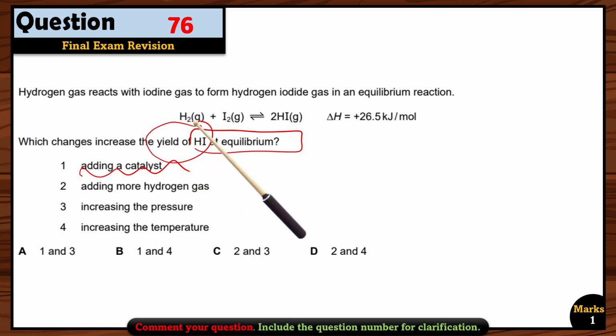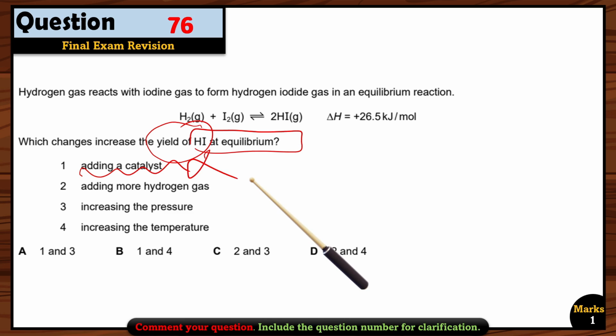Our target is to get more yield of HI, to get more product of HI. So how we can get more product is only temperature, pressure, and concentration can decide. So this option is not the right option to increase the yield.